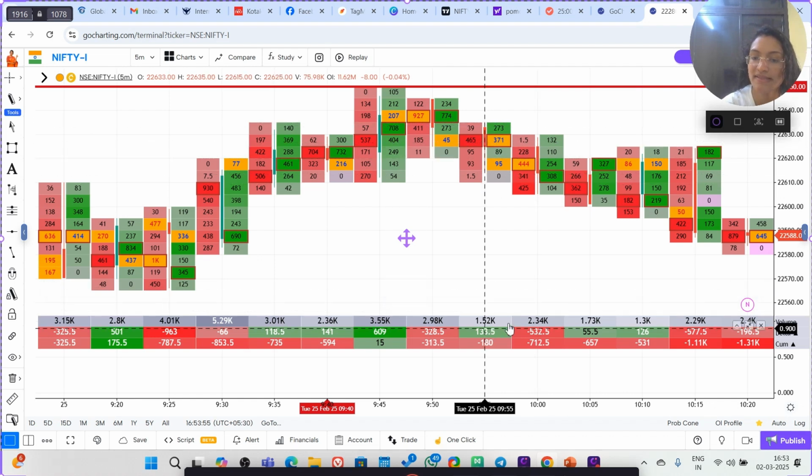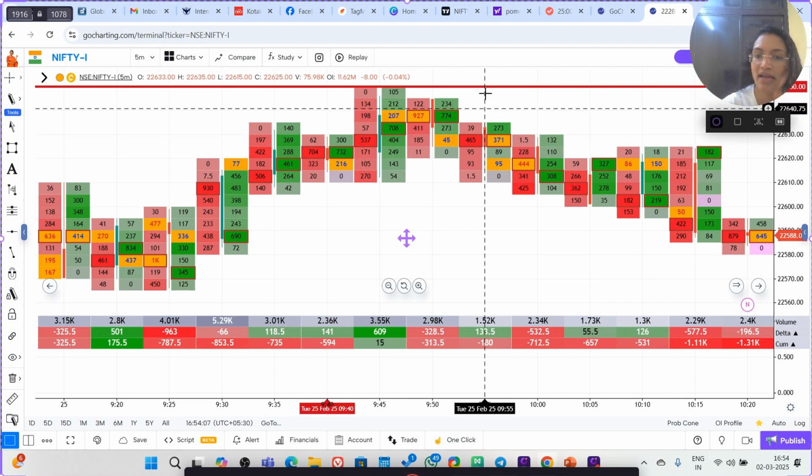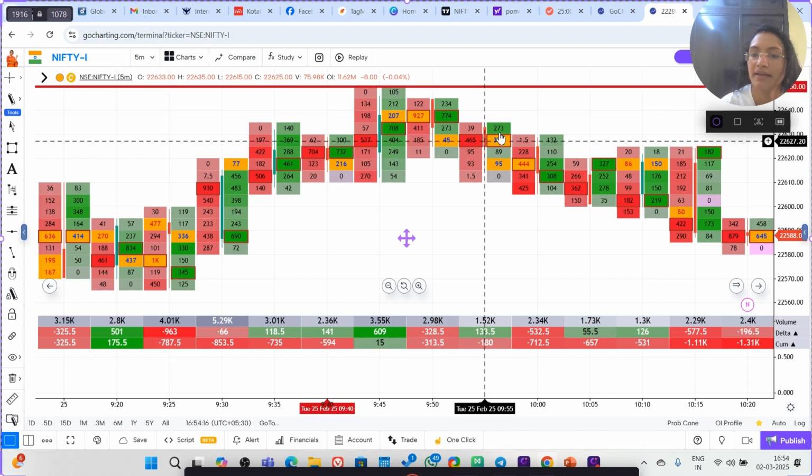Okay, you can see here the delta is positive, which is not so good for my trade. But what I will do, I will just stay calm, because this area is so strong for me, and you can see here, there is buying imbalance here. Now I am in trouble.